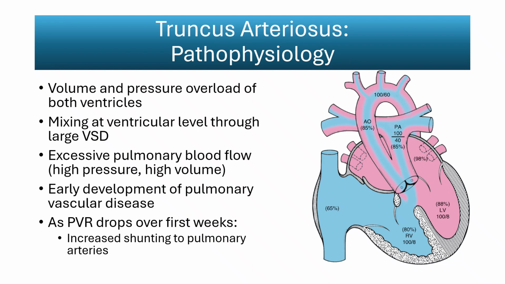The degree of cyanosis varies depending on how much blood preferentially enters the pulmonary arteries versus the systemic circulation. When pulmonary flow is excessive, cyanosis may be mild, but heart failure is prominent. When pulmonary flow is restricted, cyanosis becomes more pronounced. This dynamic explains the clinical variability at presentation and why most infants deteriorate quickly without surgical intervention.